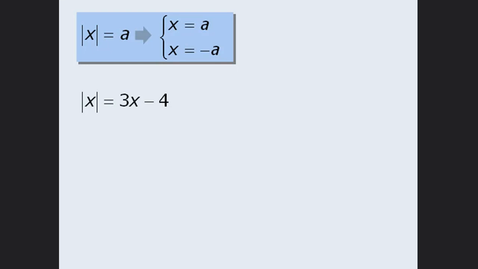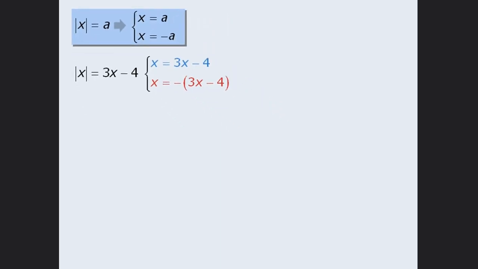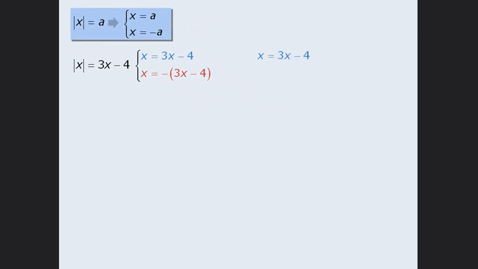Okay, now let's use this property to solve the following equation. If the absolute value of x equals 3x minus 4, then we can apply our rule to see that x equals 3x minus 4, or x equals negative (3x minus 4). At this point, we have two equations to solve: x equals 3x minus 4, or x equals negative (3x minus 4). We'll begin with the first equation.